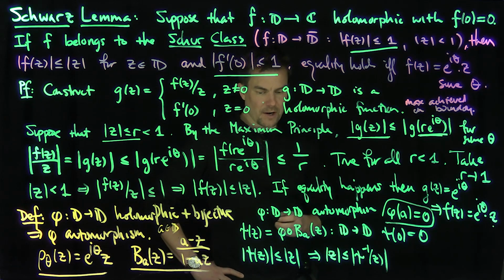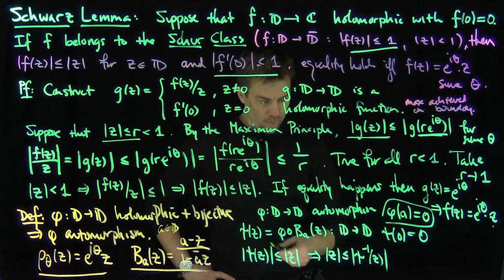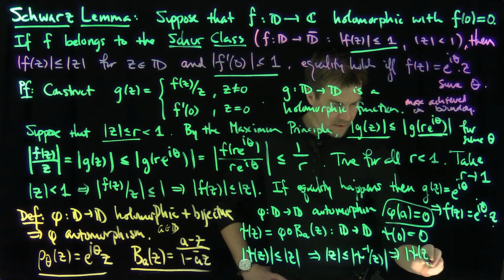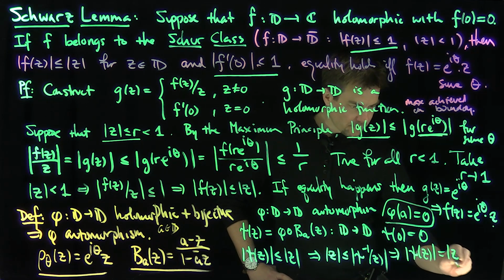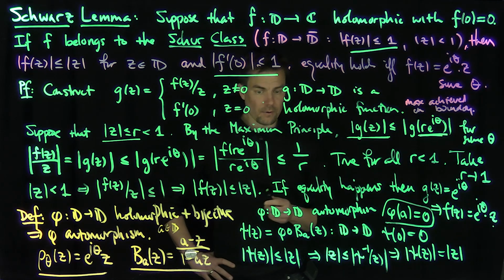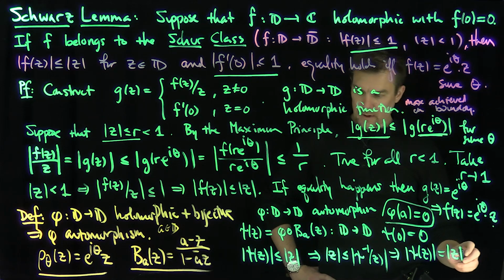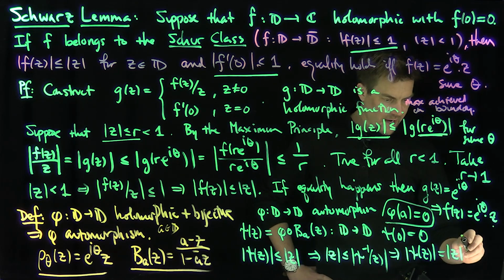And I can play the same game, right? So these two inequalities force psi of z to be unimodular. Modulus of psi of z is equal to modulus of z, good, for all z, which means that psi is a constant multiple of z, so psi is unimodular. Good. So psi of z is a rotation, e to the i theta times z.